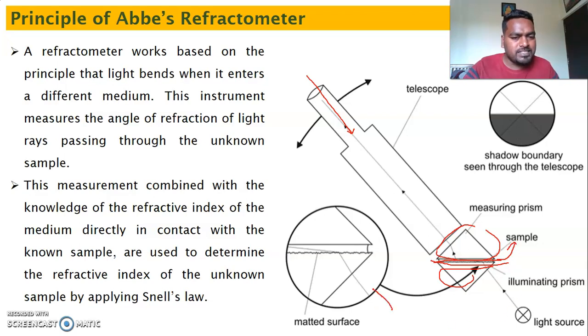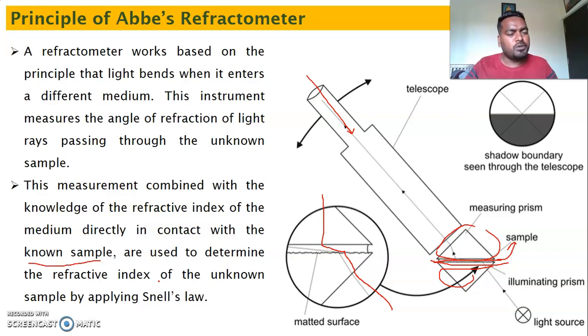When light is incident on this prism and passes through, it changes direction, and again changes direction, and is directly projected towards the telescope. Different liquids refract at different angles of refraction. So if you know the angle of refraction, you can easily calculate the refractive index. The refractive index of an unknown sample can be calculated by using the refractive index of a known sample.